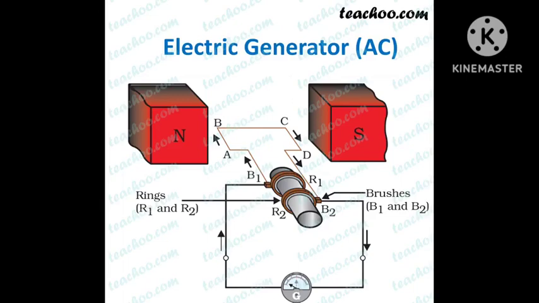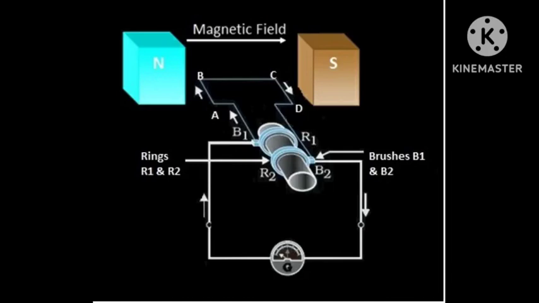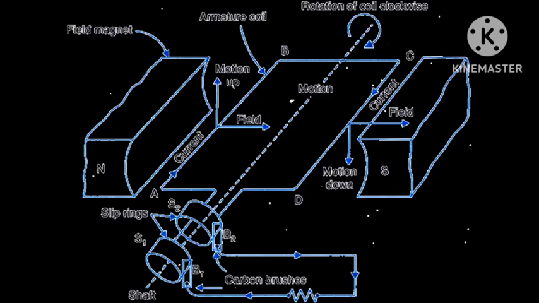The difference between the direct and alternating current is that the direct current always flows in one direction, whereas the alternating current reverses its direction periodically. Most power stations constructed these days produce alternating current. In India, the alternating current changes direction after every one-hundredth of a second. That is, the frequency of alternating current is 50 Hz.